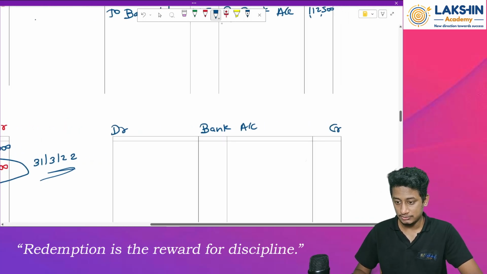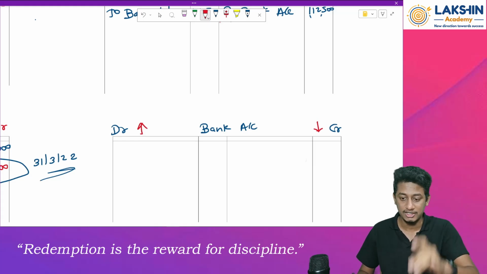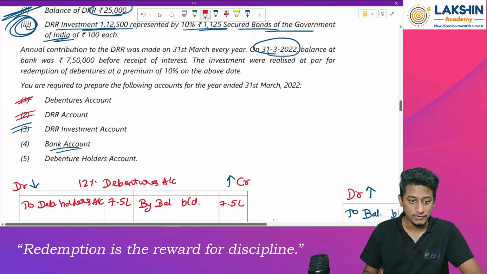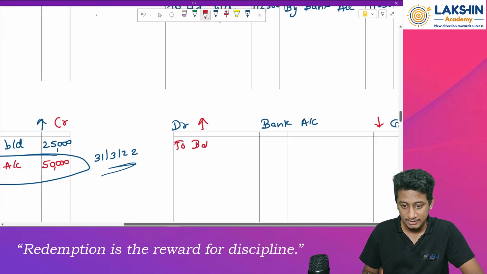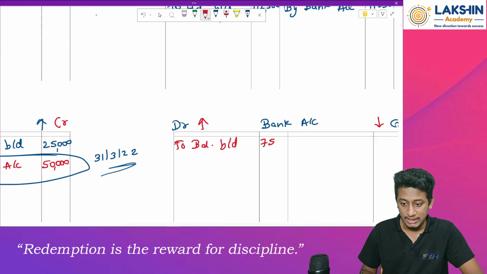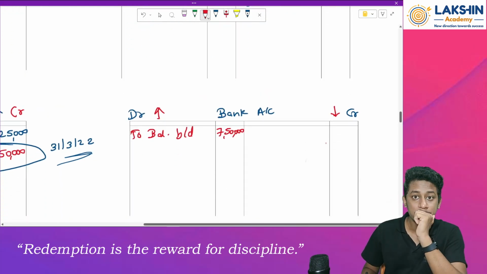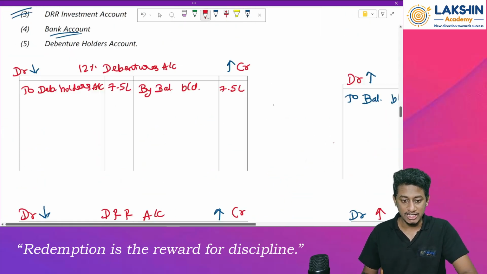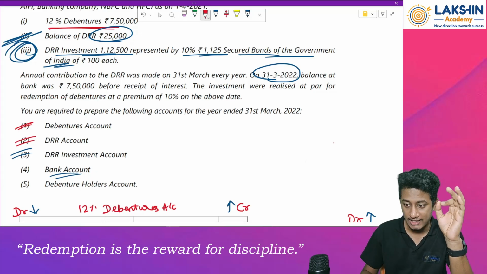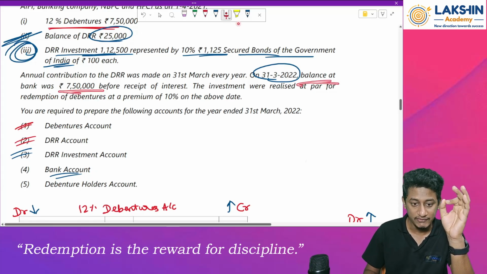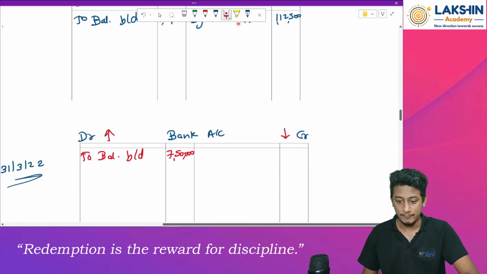Debits, credit. So on the debit side, any entry you pass will increase the balance. Any entry here on the credit side will decrease the balance. Now, first of all, the opening balance of the bank was how much? Rupees 7,50,000. So, to balance brought down, rupees 7,50,000. After the balance, what else have we received? As per the question, just have a look. They have mentioned that the balance at the bank is 7,50,000 before receipt of interest. That means we have received interest at the year end. So, on 31st of March again, we have received interest.